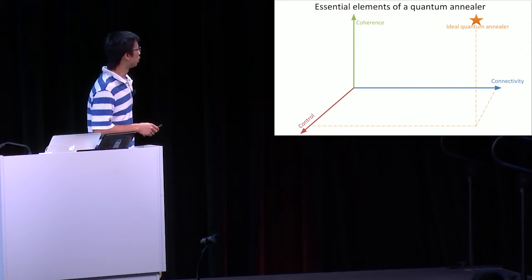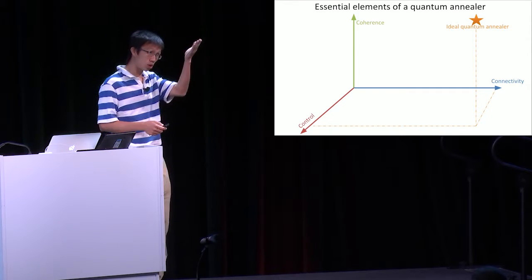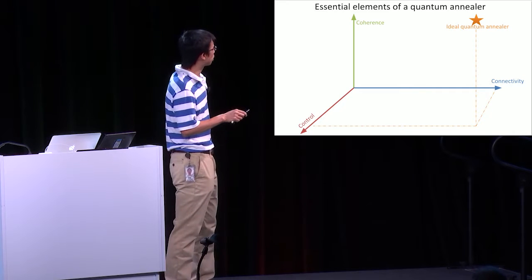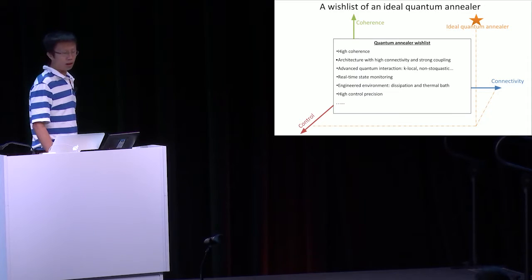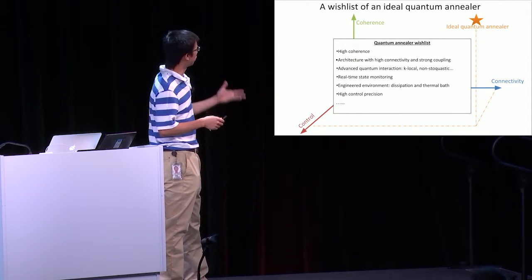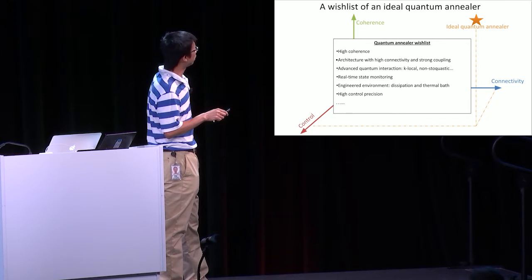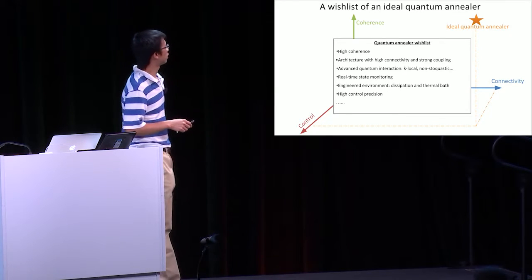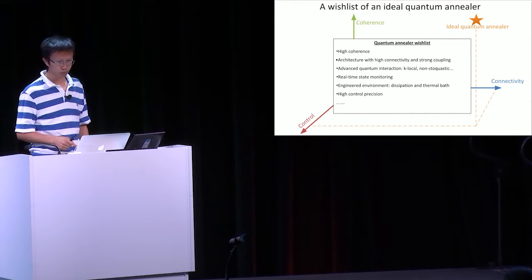The best quantum annealer, which we call the ideal quantum annealer, is of course far along each axis, as far away from the origin as possible. And that's why they give you a long list, which includes almost everything: high coherence, high connectivity, strong coupling, long stochastic, local, many, many things, as much as you can think of.